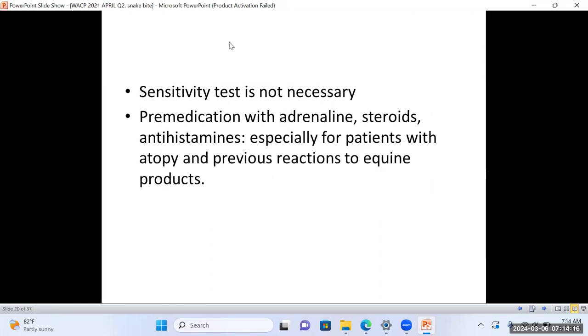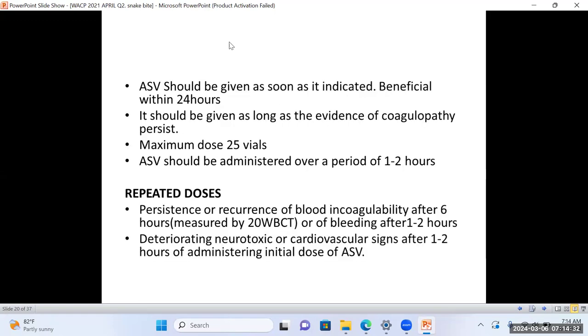Now, sensitivity testing is no more necessary. However, you may want to premedicate with adrenaline because of the possibilities of the side effects of the antivenom. So adrenaline, steroids, like IV hydrocortisone at 200 milligrams start, will be beneficial to the patient. Antihistamines may also be beneficial for patients who have previous allergy to equine products.